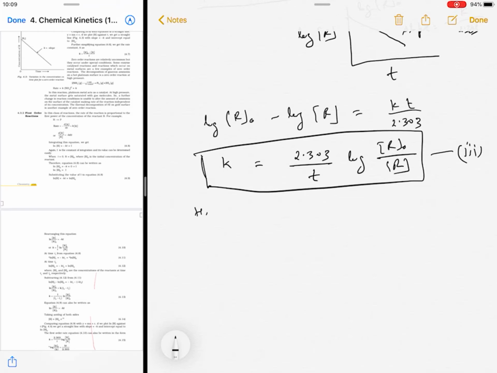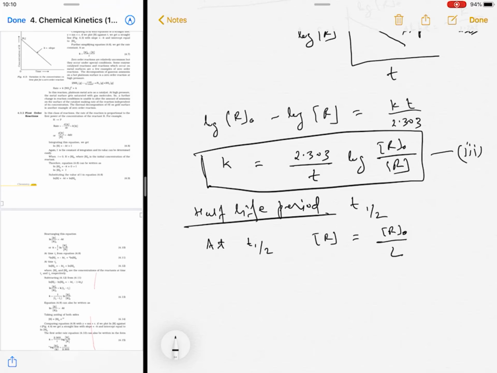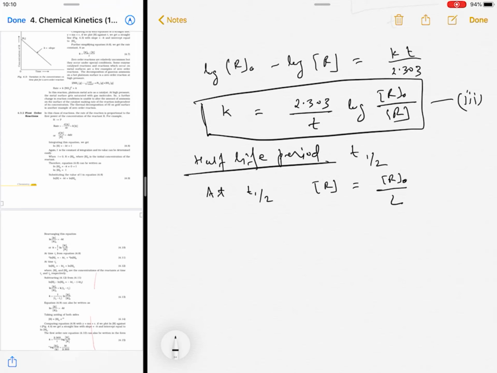There is one more term known as the half life period of a reaction. The half life period of a reaction is that time in which the initial concentration of reactant is reduced to its half. For a half life period, the time is denoted by t half, and at t half the final concentration becomes equal to half of the initial concentration. If we consider these conditions, what will we get?